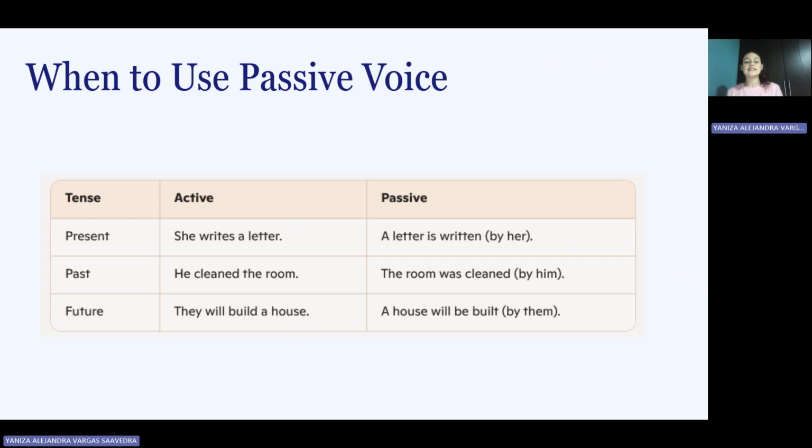In the future, they will build a house. And the passive voice is a house will be built by them. You mention the subject at the end of the sentence.